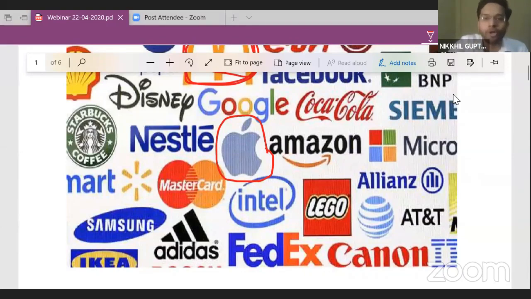And in one word, I want you to define Apple. How do you find the brand Apple? In one word, I want you to define Apple for you. What do you mean by Apple, and how do you describe Apple?